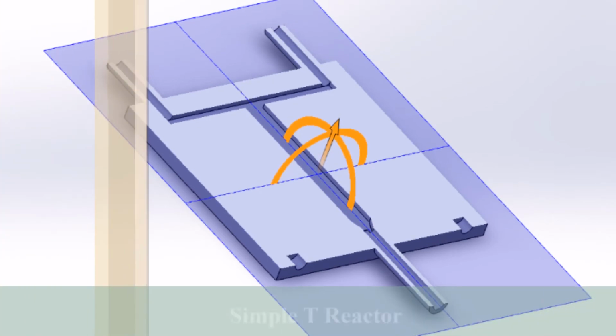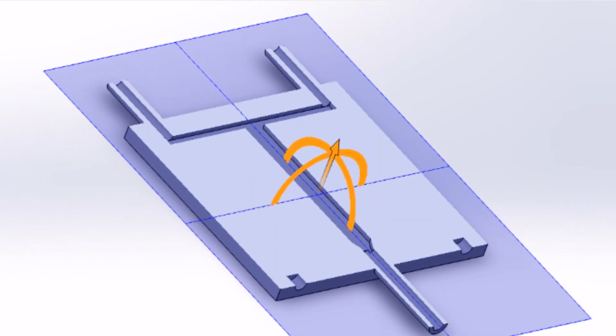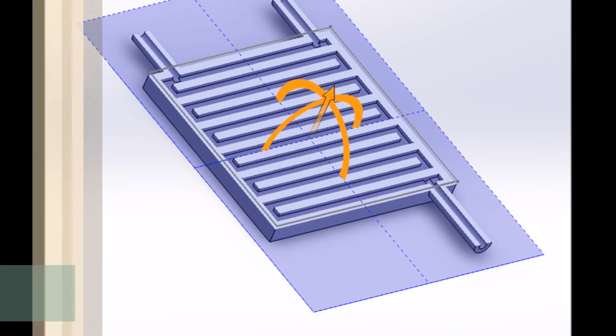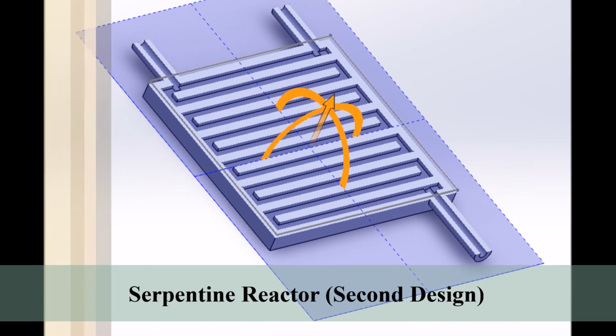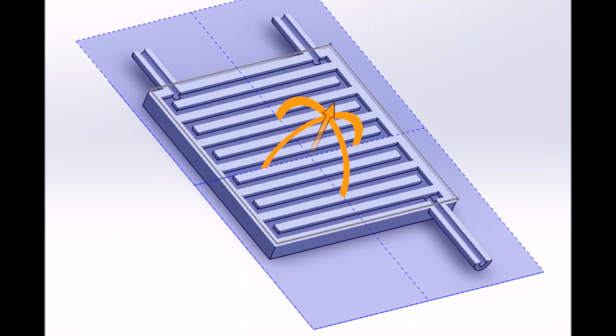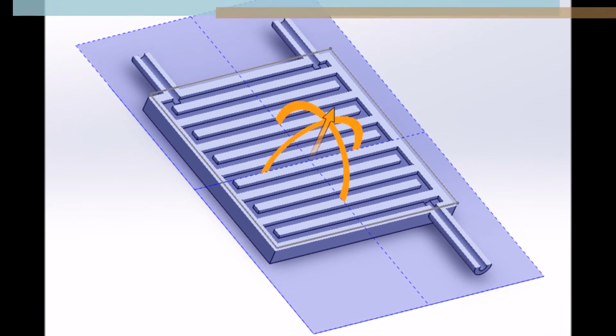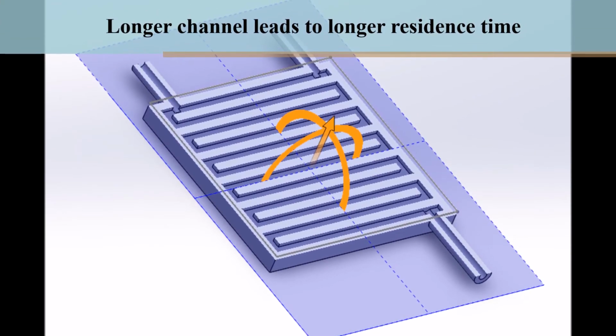The T-reactor and our second iteration, the serpentine reactor, were both rendered using SolidWorks. The decision to go with a serpentine design was based on fundamental reaction kinetics. Since we know that the reaction conversion increases as residence time increases, a reactor with a high residence time is favorable. A reactor with a long, winding channel will increase the residence time and thus increase the conversion.